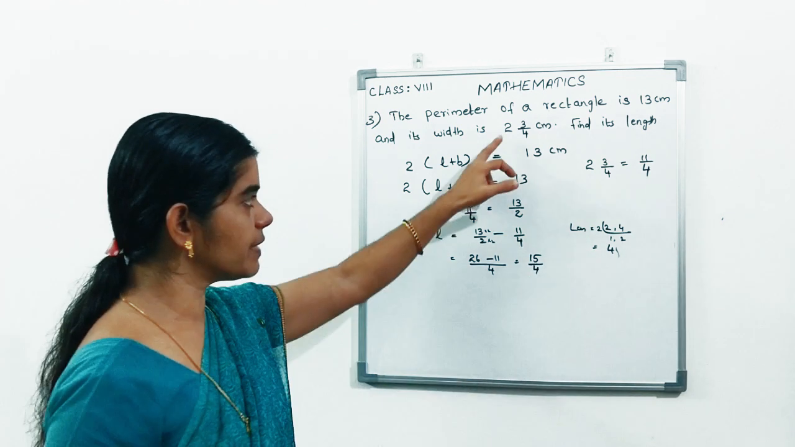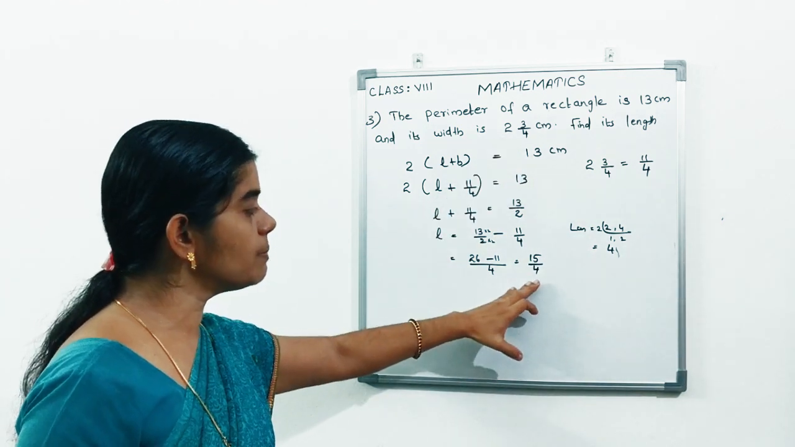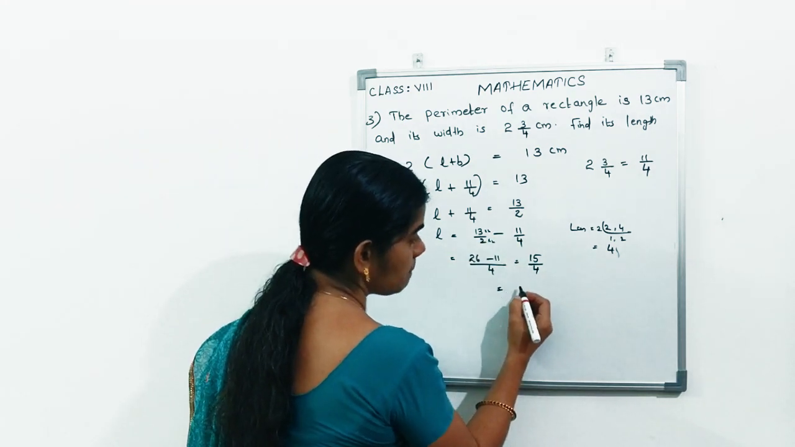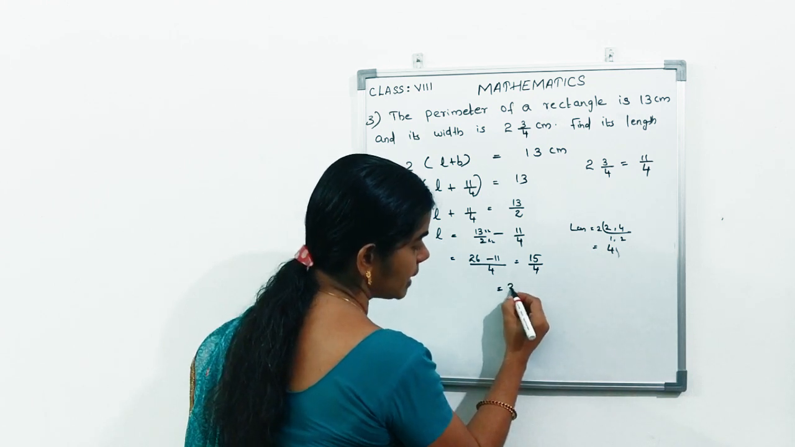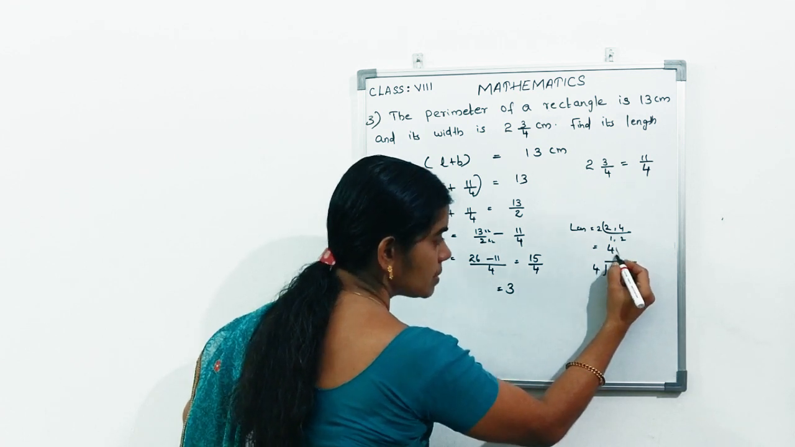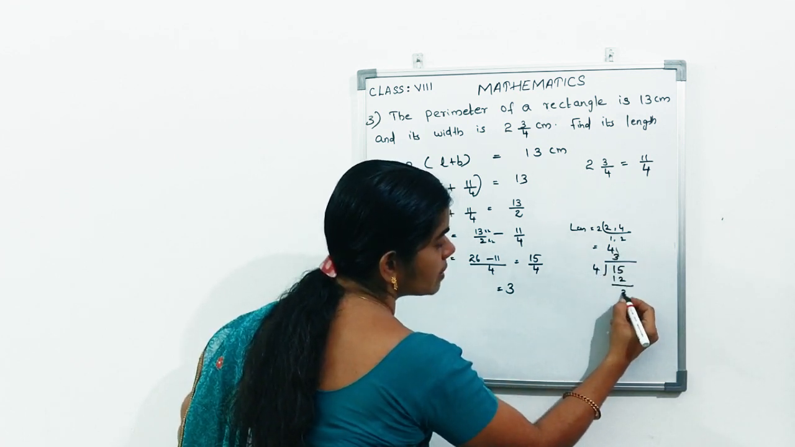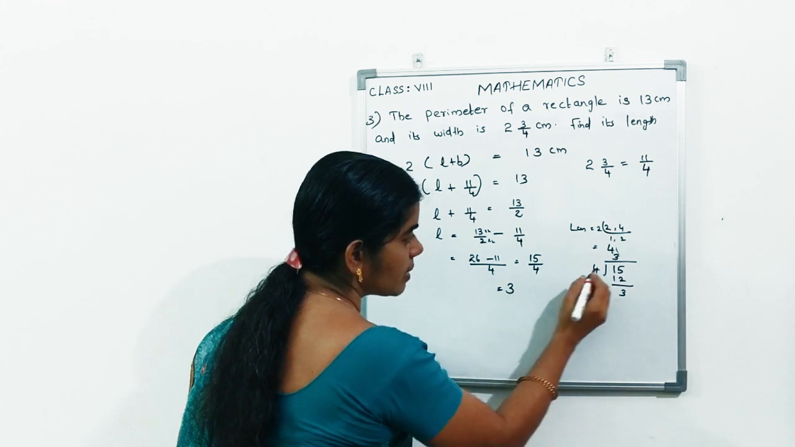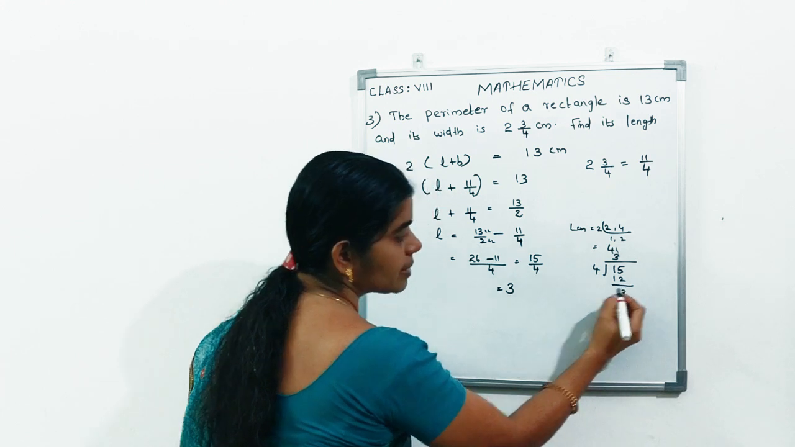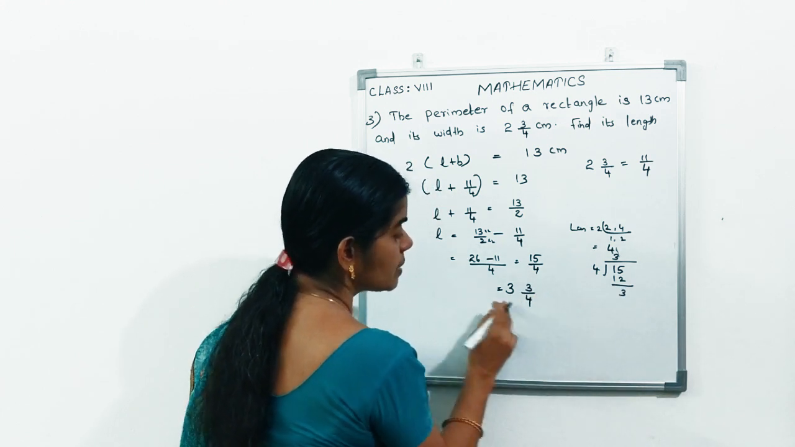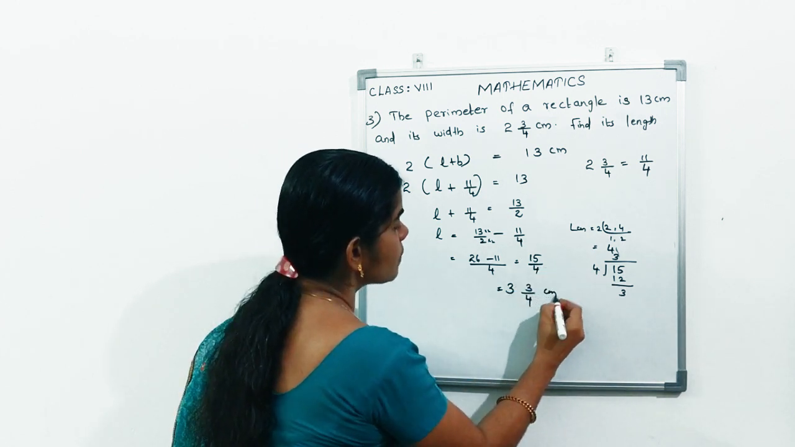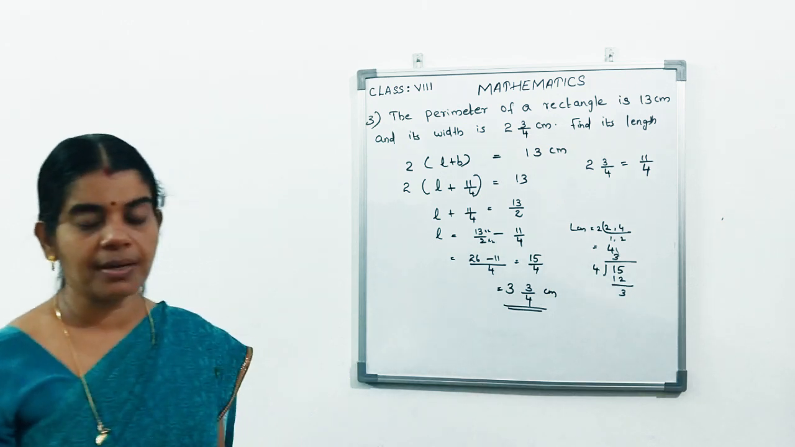But our answer is given in mixed fraction. Therefore, this 15 by 4 you can change to a mixed fraction. How many times is 4 in 15? 4 threes are 12, so 3 times. Just listen, 15 divided by 4: 3 times, 12 you got, and the remainder is 3. The quotient is 3 and the remainder is 3, so 3 3/4. Then just look, 3 into 4 is 12, 12 plus 3 is 15 by 4. This will be the length of the rectangle. Is it clear?